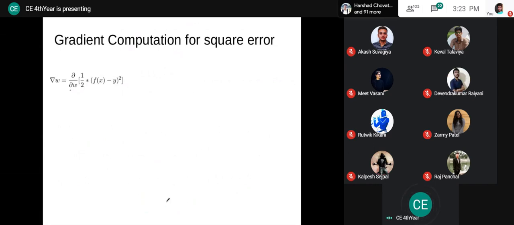Right? Next, let's just focus on this particular slide. Let's say we want to calculate the gradient of this square function. Assume that we have used the square error function, square error loss, and now we want to compute the gradient. And remember that this function is our sigmoid function. Right? So let's proceed step by step.